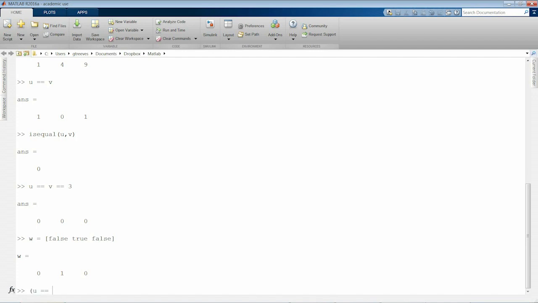So U equals V, or W. And the answer is 1, 1, 1. Why is the answer 1, 1, 1? Well, U equals V is 1, 0, 1. W itself is 0, 1, 0. So if you ask the OR question, then you're asking element by element, is the first element of U equals V true or W true? Yes, one of those is true, at least one. So the answer is true. And so that's what OR does. OR compares two things, and if at least one of them is true, then the answer is true.